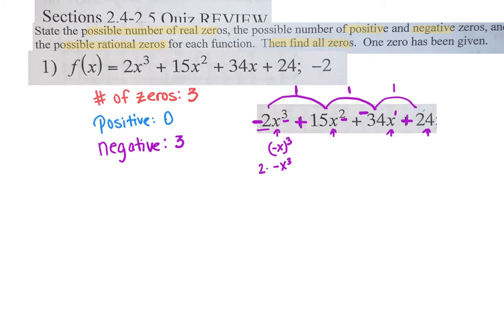The next thing it asks for is the possible rational zeros. So I'm going to take my factors of 24 and I'm going to put it over my factors of 2. All right? This is going to be a whole long list of factors, so I go through all of them. If I look at my 2, my factors of 2 are 1 and 2. So I'm going to put all of my factors of 24 over 1, and then I'm going to put all my factors of 24 over 2.